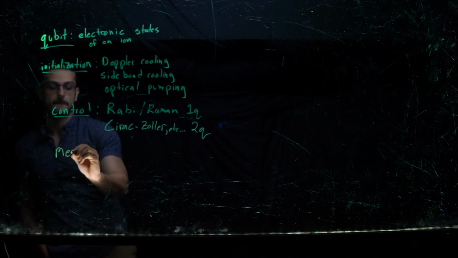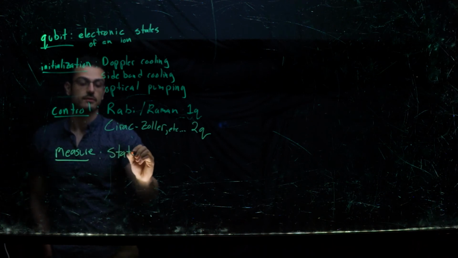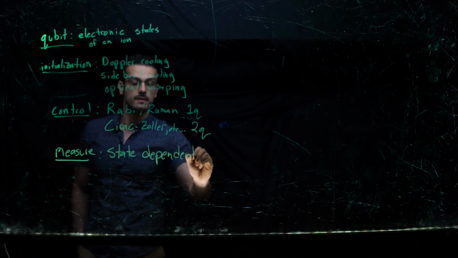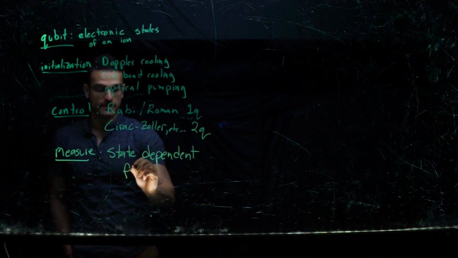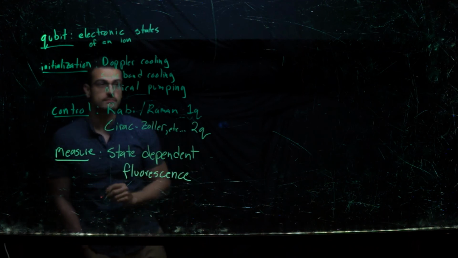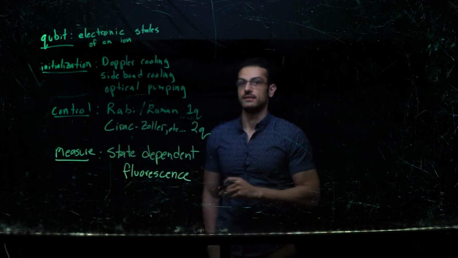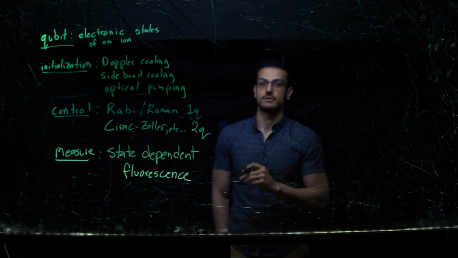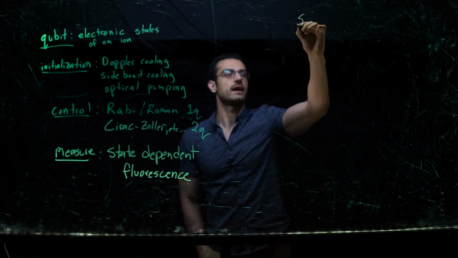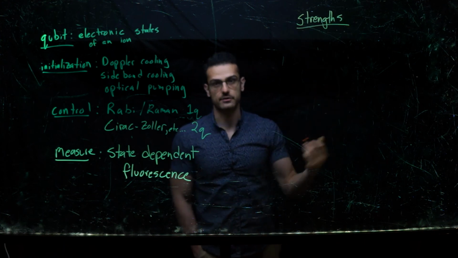Then for measurement, we have state-dependent fluorescence, which I still don't know how to spell. And the decoherence times are given in a table in the lecture notes. So you have that to talk about noise and decoherence. So also to wrap up, we're going to talk about the strengths and weaknesses, reviewing things we've said throughout the lecture on this.